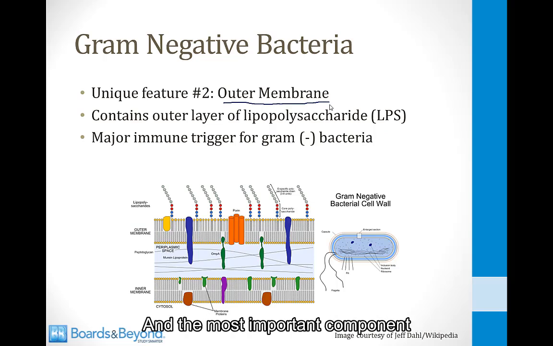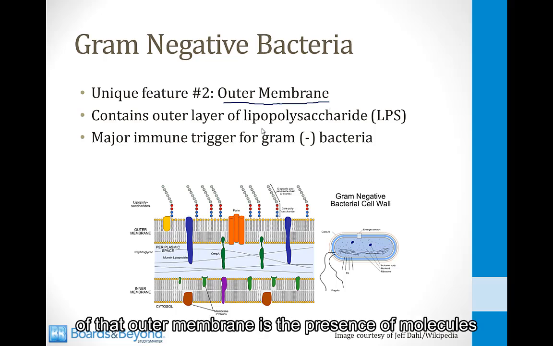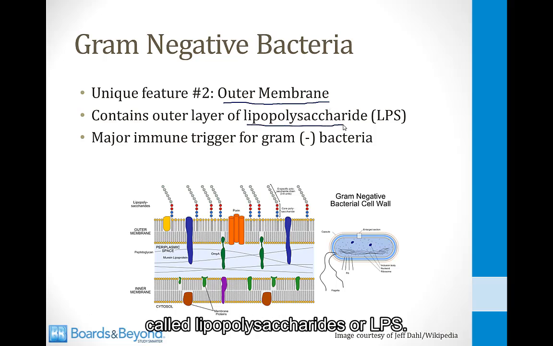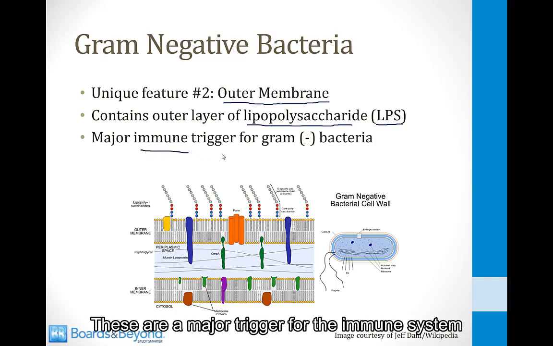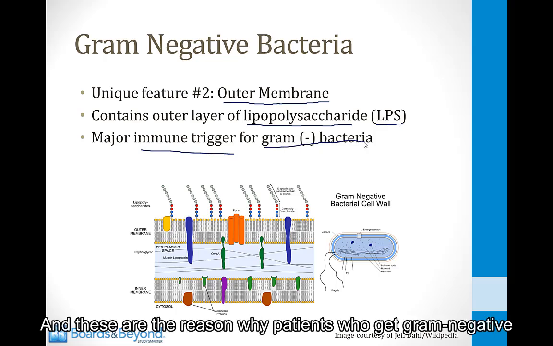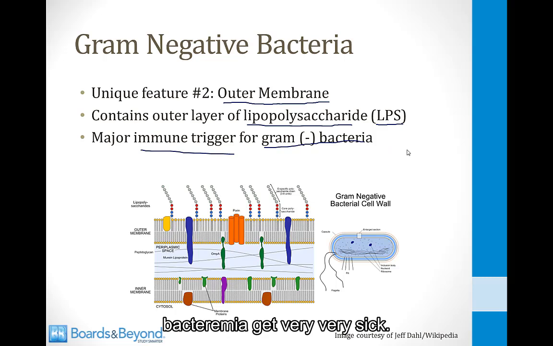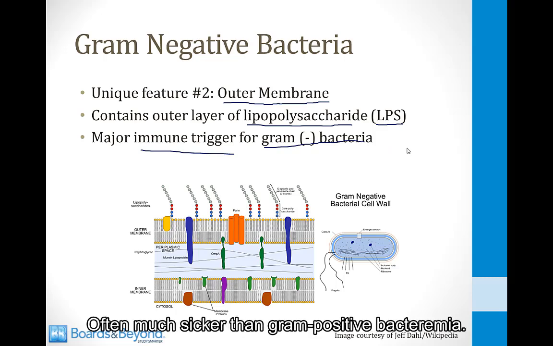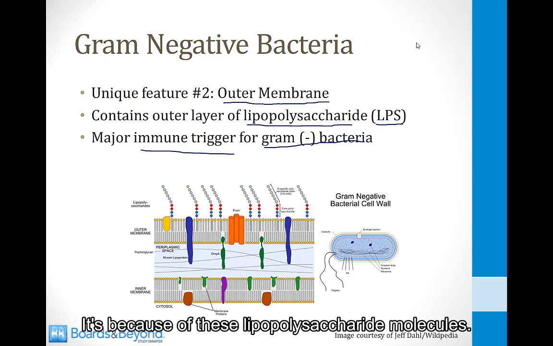And the most important component of that outer membrane is the presence of molecules called lipopolysaccharides, or LPS. These are a major trigger for the immune system in gram-negative bacteria, and these are the reason why patients who get gram-negative bacteremia get very, very sick, often much sicker than with gram-positive bacteremia. It's because of these lipopolysaccharide molecules.